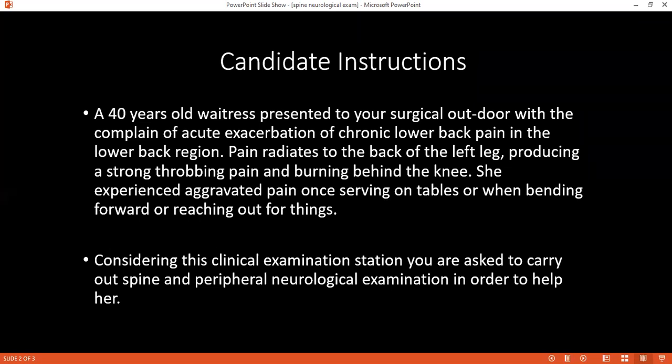If you have read and understood, kindly begin your examination. Okay. I entered the room and then I washed my hands. I introduced myself and confirmed the name and age of the patient.